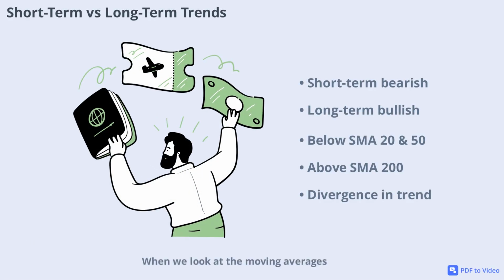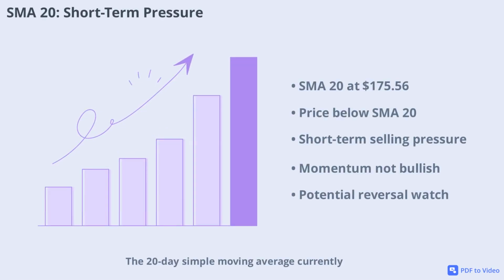When we look at the moving averages, QCOM is showing a classic divergence: short-term bearish, long-term bullish. The stock is trading below its 20-day and 50-day simple moving averages, which often signals short-term selling pressure and possible further consolidation. However, as long as the price stays above the 200-day moving average, the long-term uptrend remains intact. This divergence is crucial for both traders and investors to recognize, as it can inform different strategies depending on your time horizon.